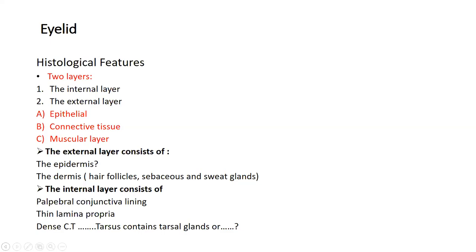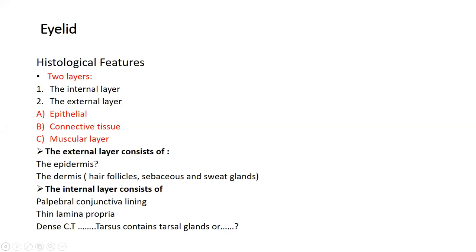So next is the internal layer. Now what is this internal layer? When you evert your eyelid, you can see from inside this is the internal layer. It is made up of palpebral conjunctival lining. As you know, conjunctiva is of two types: the part that covers the front white portion of the eye, that is bulbar conjunctiva, and the part that internally lines the eyelid, that is palpebral conjunctiva. You can easily see it by everting your eyelid.